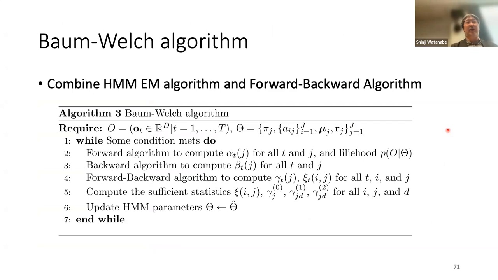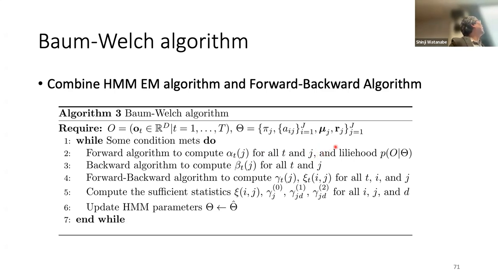Okay, so given that, this is the last part of how to estimate the HMM, the parameter training part. First, of course, we need to have data, right? And second, we need to have some initialization. So the EM algorithm initialization is important. Then first we perform the forward algorithm to compute alpha t j for all t and j. It's not so difficult, right? We just compute it incrementally for each time and each state.